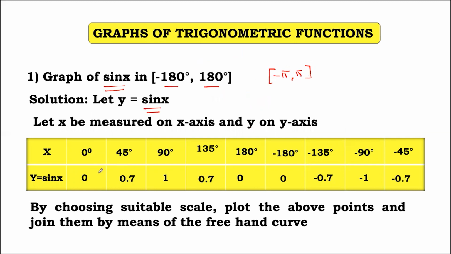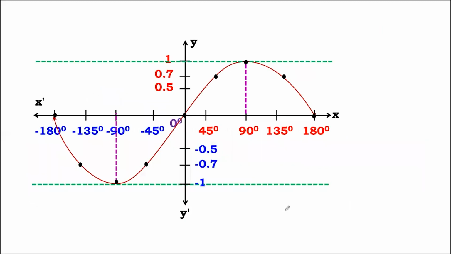Measurement, we know that between 0 to 90, its approximate value is 1 by root 2, so increasing order, then going down. How will we plot this in the graph? This is the graph of y is equal to sin x.